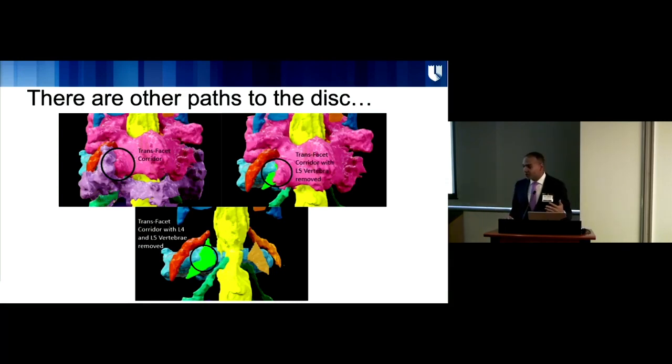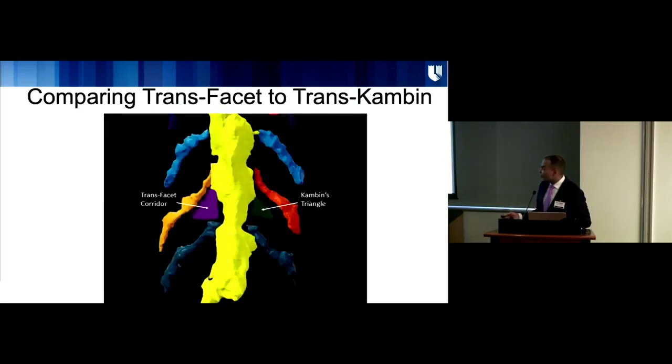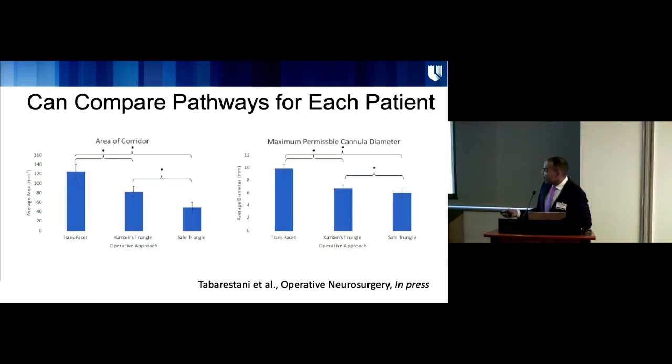So now no longer, Dr. Hartle, do I worry about that exiting nerve root? I actually know exactly where it's going to be before surgery. So then this is a paper that just got accepted into Operative Neurosurgery. We found that you can measure the pathways from the transfacet through Kambin's triangle and through our traditional T-lift corridor. And we can then measure preoperatively what dimension of cages we can put in at each level.